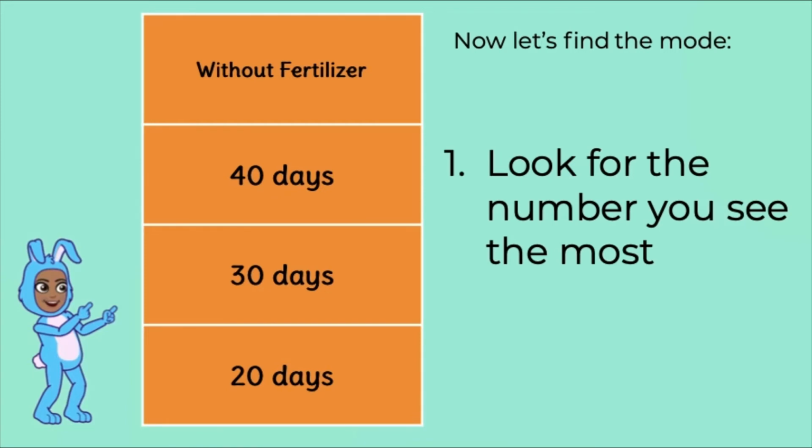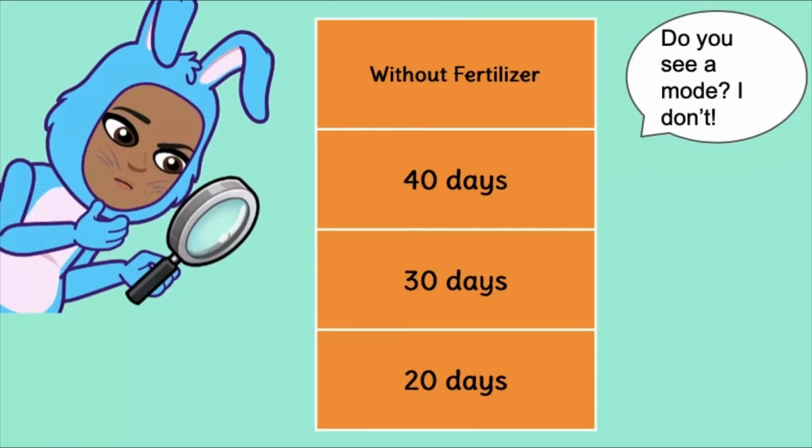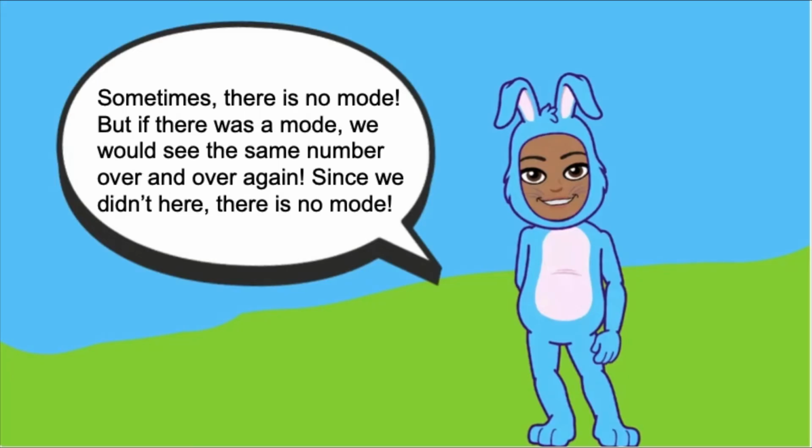Now let's find the mode. So you look for the number that you see the most. Do you see a mode? I don't. Well, sometimes there is no mode, but if there was a mode, we would see the same number over and over again. Since we didn't see that here, there is no mode.